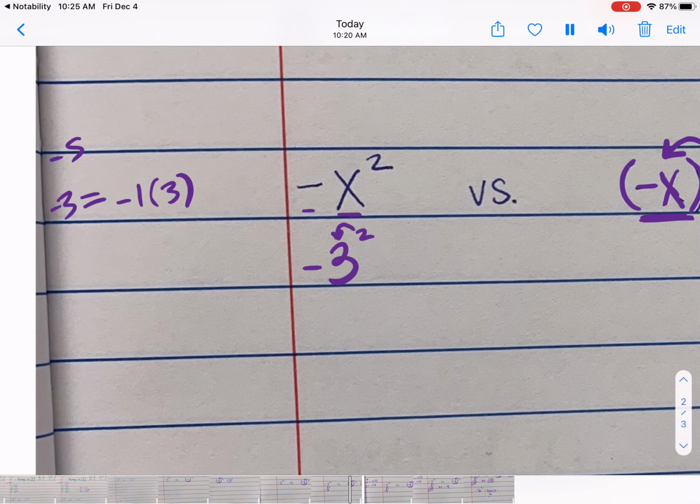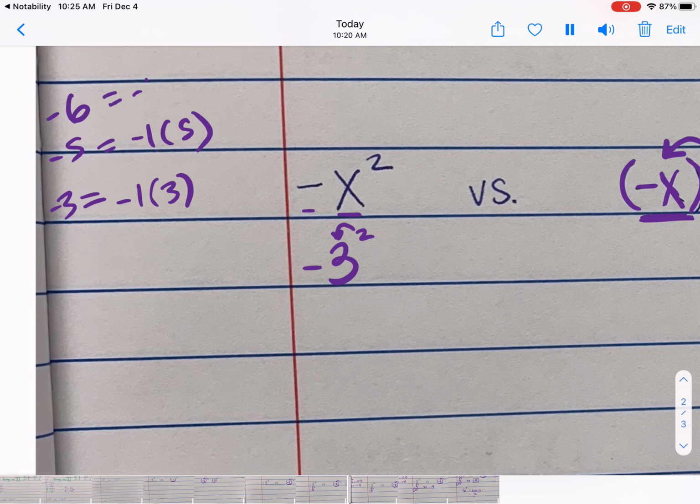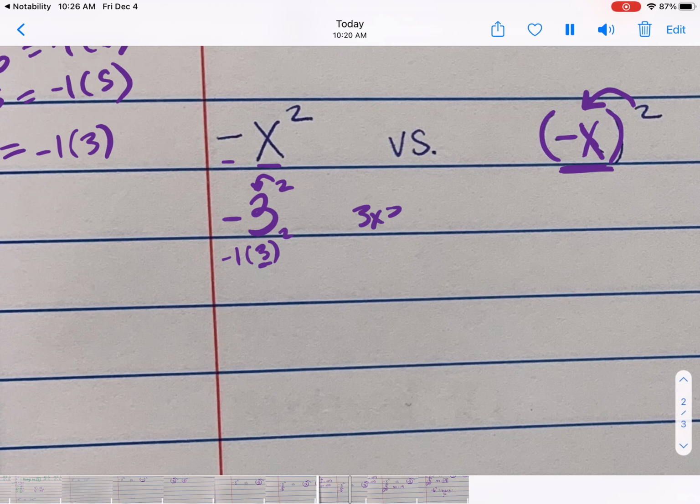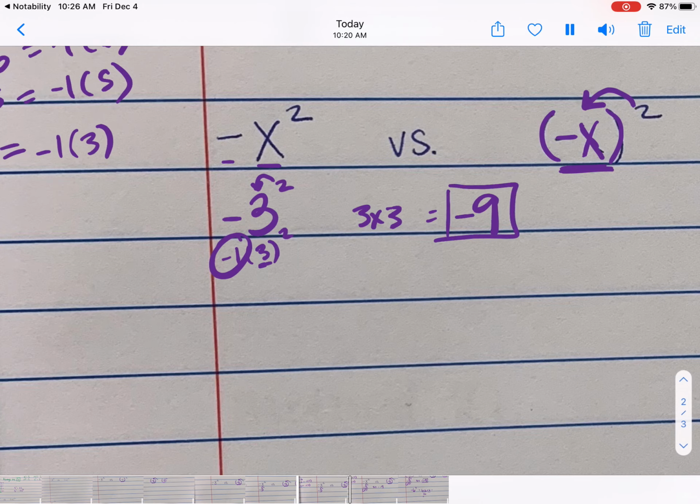If I had negative 5, what that actually means is negative 1 times 5. If I had negative 6, that actually means negative 1 times 6. So right here, I actually have negative 1 times 3 to the power of 2. So that means I am only taking that 3. So 3 times 3 equals 9, and then I'm taking that negative 1 and applying it to the front. So when I multiply 9 times negative 1, that actually means I'm just putting that negative back in front.